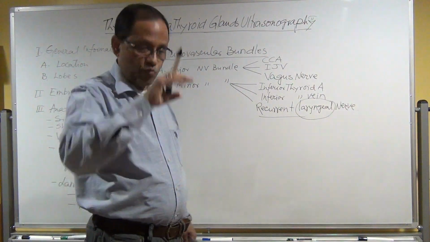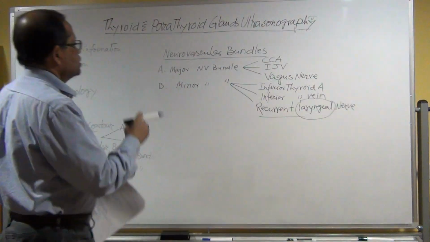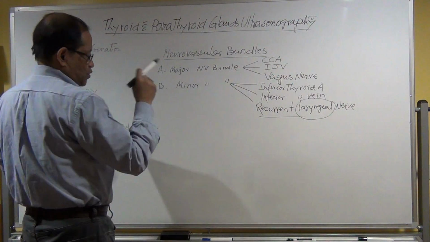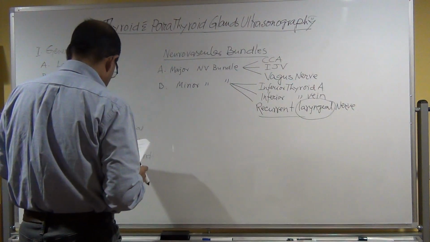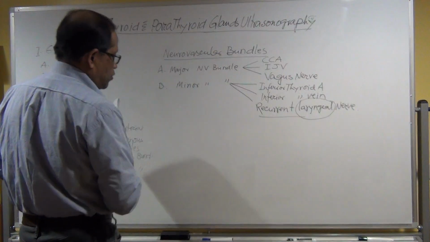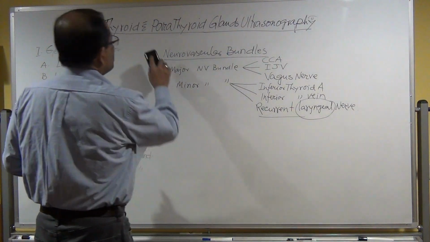And another indication, we'll give the list. So this is neurovascular bundle. You need to know this because they ask questions from here. Recurrent laryngeal nerve. Now I will talk about the landmarks.